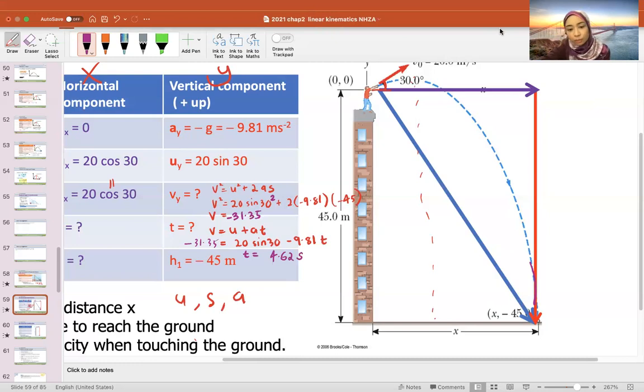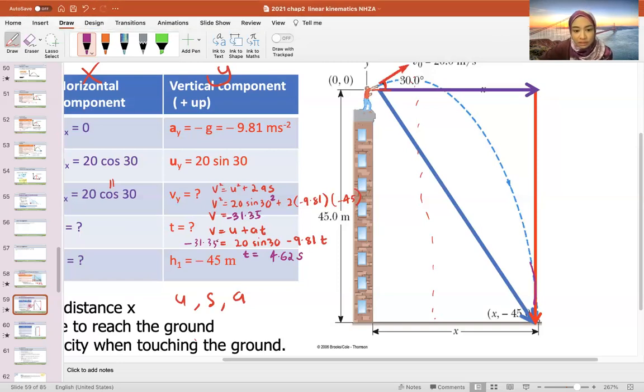Okay, if you did not put the negative because it's falling down, yes, correct. If you did not put the negative, then your time would be negative when you solve for this equation. If positive 31.35 minus 20 sine 30 and then divide by minus 9.81, yes, you would get a negative time. So when you get negative time, it's definitely wrong. So please go back to your equation. Where am I missing the signs? There must be something missing, or maybe you pressed the calculator wrongly. So please go back if you get negative time, because it's definitely wrong. Time is always positive.